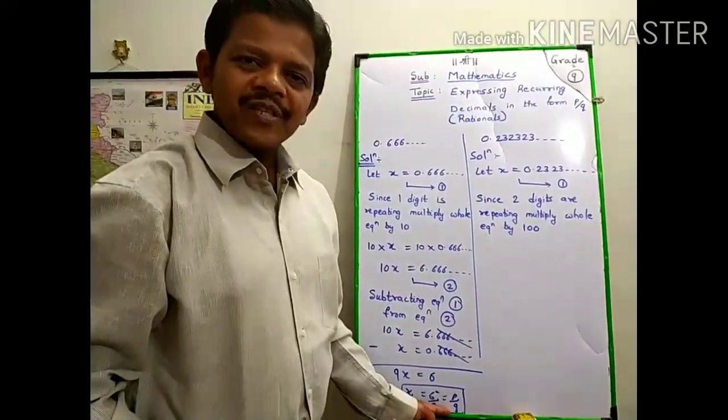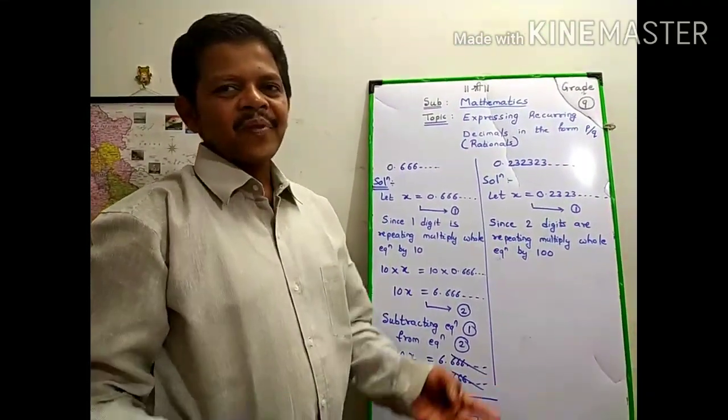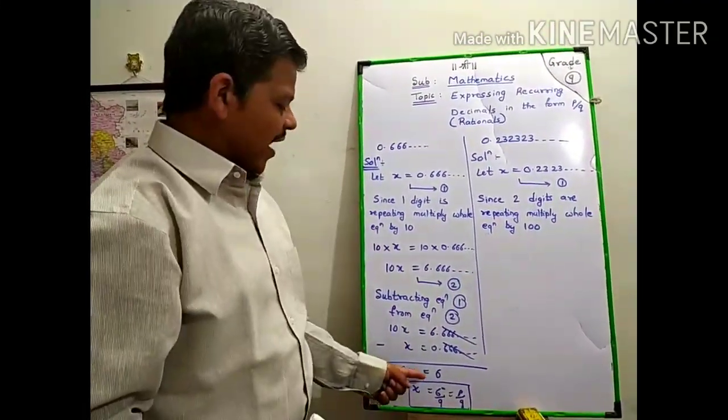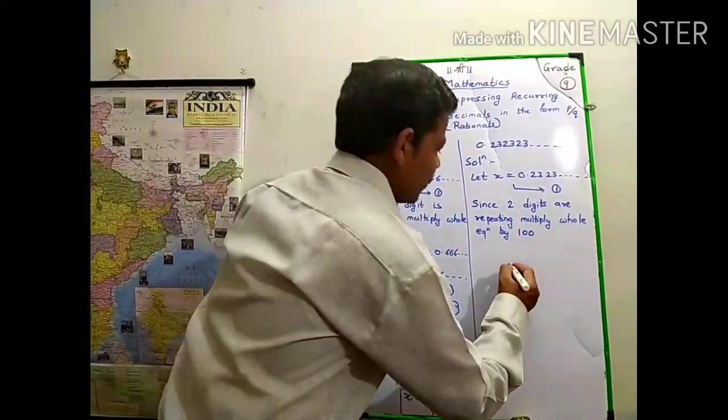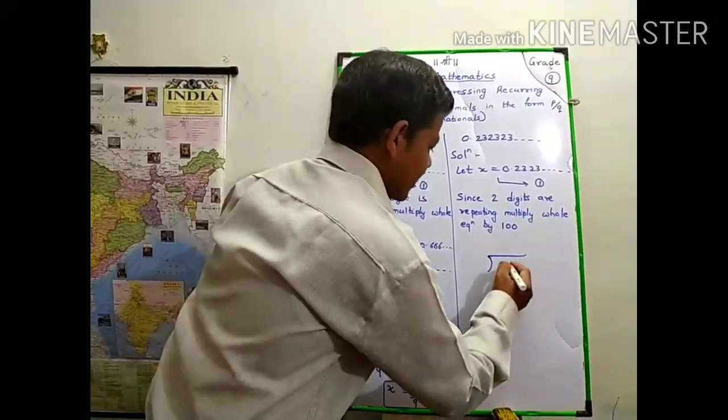Q is not equal to 0. Did we get the P upon Q form? And you can definitely check. You divide 6 by 9. Very quickly I'll show it over here before we move to the second example.